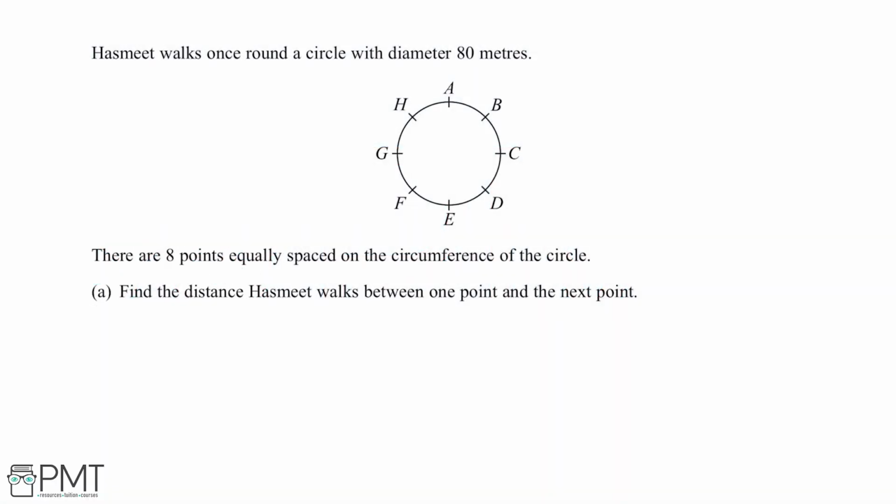Hasmeet walks once round a circle with diameter 80 metres. There are 8 points equally spaced on the circumference of the circle. Find the distance Hasmeet walks between one point and the next point. So Hasmeet will be walking around the circumference of the circle, so what we're going to want to work out is what the circumference of the circle is. So the circumference of a circle is equal to pi multiplied by the diameter.